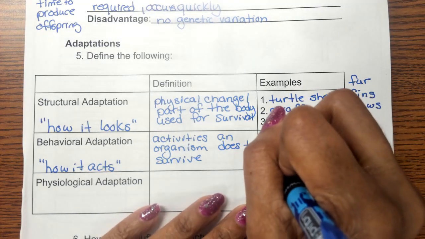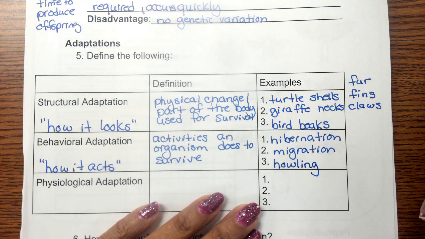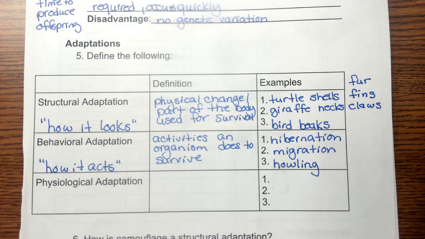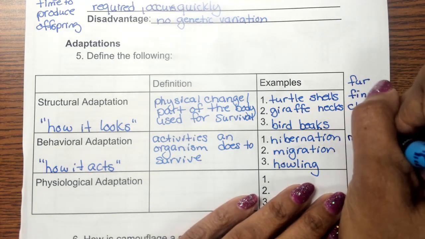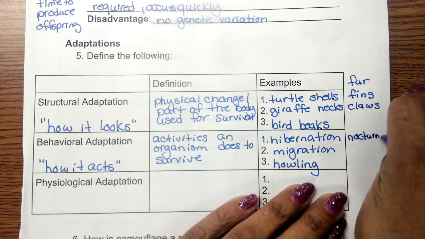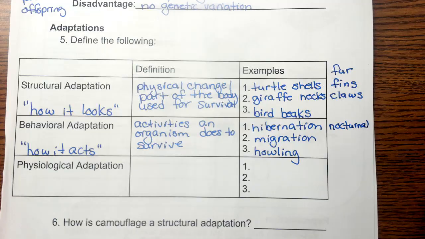Another one is howling. Okay, I think wolves, they live in packs and they howl. Okay, that would be another behavioral adaptation, is living in packs. Okay, being nocturnal. There are some animals that are active at night and sleep during the day, like my cat. He sleeps all day and at night he's running around tearing up the house. Owls, they sleep during the day and they hunt at night.